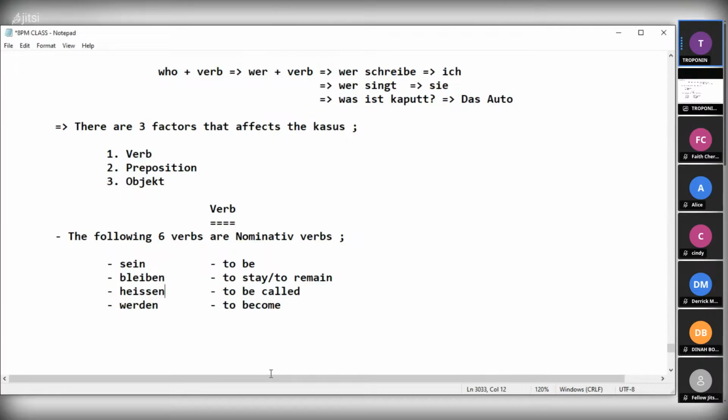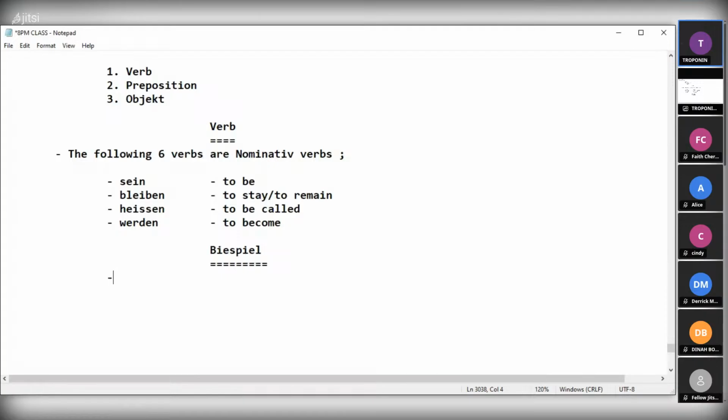So Beispiel. Let's see the Beispiel for this one. So let's see the Beispiel. Das ist ein Haus.